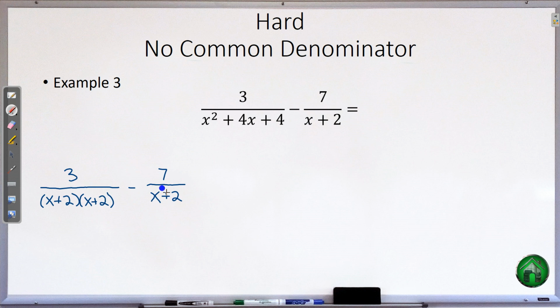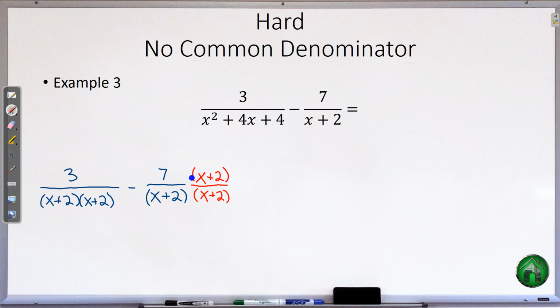All right, now that we have things factored, we can compare the denominators. How do I make this denominator exactly the same as this one? Well, the second denominator needs extra stuff. It has one of the x plus 2's. It needs the second one. So I need to put another x plus 2 here. Now, I can't just put it in the bottom. That would change the math problem. So I have to put it in the top as well.